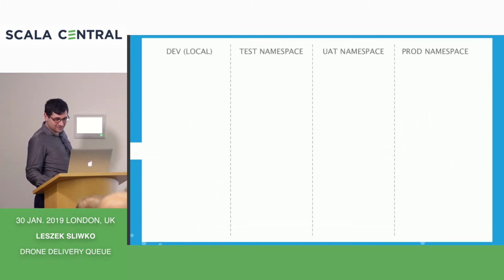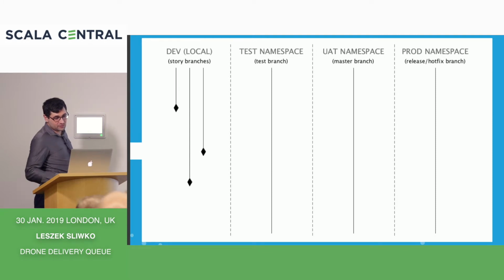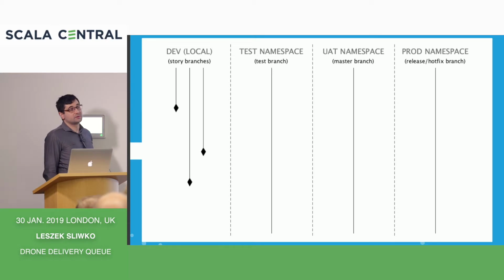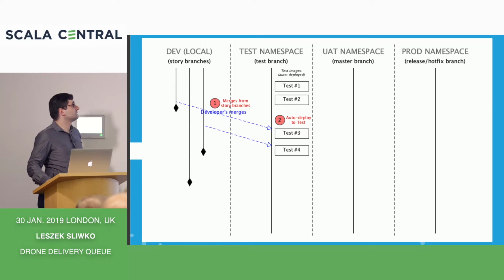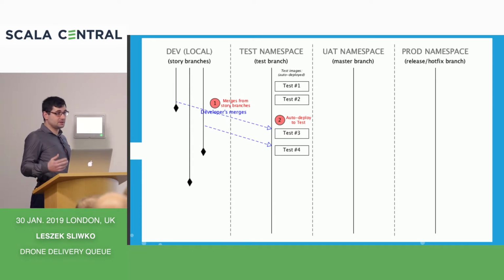So now I'll show you what we came up with. We have three main branches: test, master, and a release hotfix branch, which has a slightly different meaning here. Our developers work on story branches, which they commit to the test branch. The test branch is auto-deploying everything. It's creating the image, pushing it to the repository, and deploying automatically on the test environment.